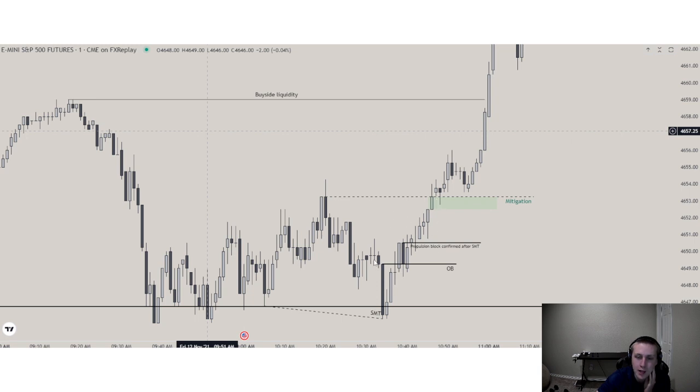Say you didn't get entered right here. We don't expect price to head any lower because this is now a balanced price range. Sell side, buy side offered. Boom, fair value gap right within that mitigation, and then we end up drawing towards that draw on liquidity.